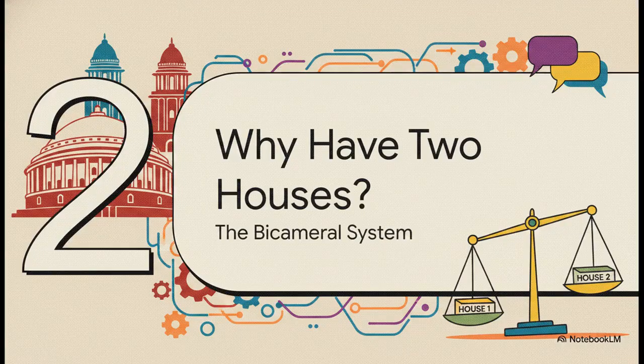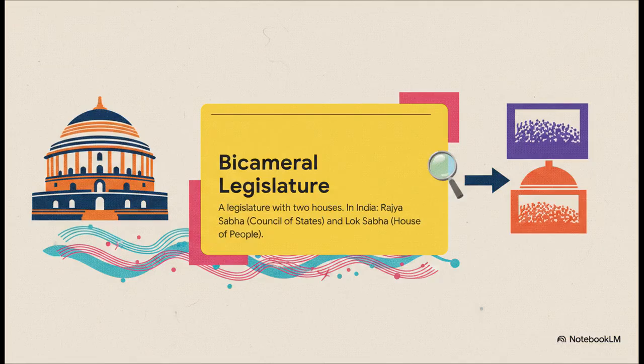Okay, so that leads to a pretty logical question, right? If one house is already so important, why did India's constitution makers decide to go with a bicameral legislature? And bicameral, that's just the fancy term for a system with two houses. Let's really break down the thinking behind that. So let's lock in that term right now: bicameral.